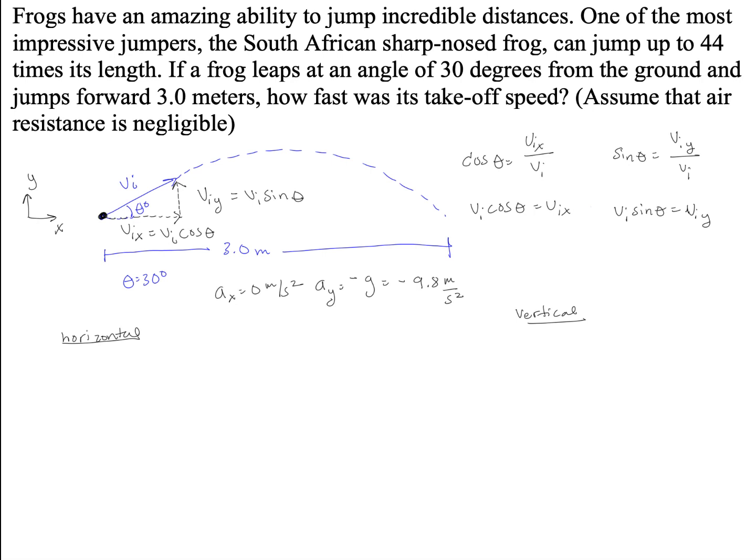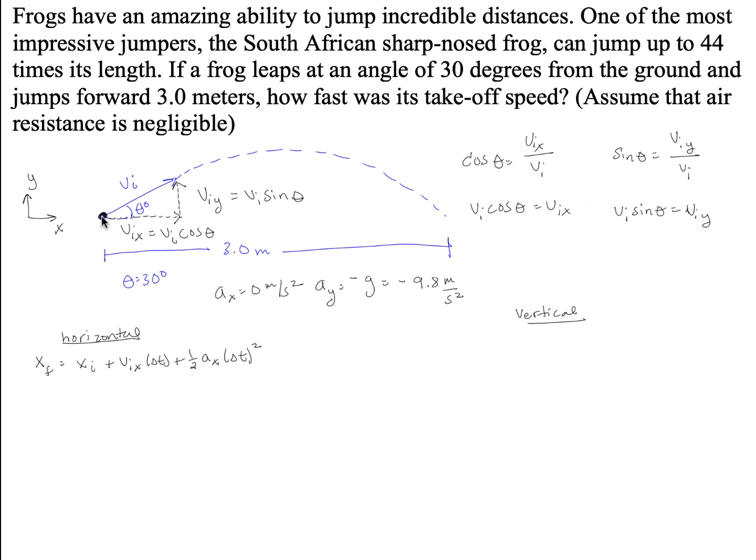So our generic kinematic equation for the horizontal position would just be x final equals x initial plus v initial in the x direction times delta t plus 1/2 times the acceleration in the x direction times delta t squared. Now, of course, these times refer to the time of flight. So let's figure out what we know.